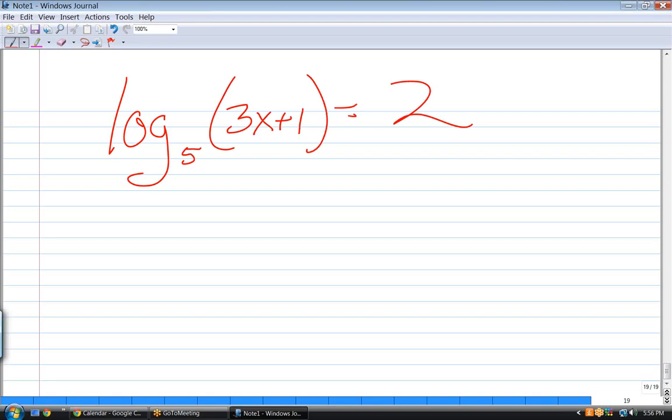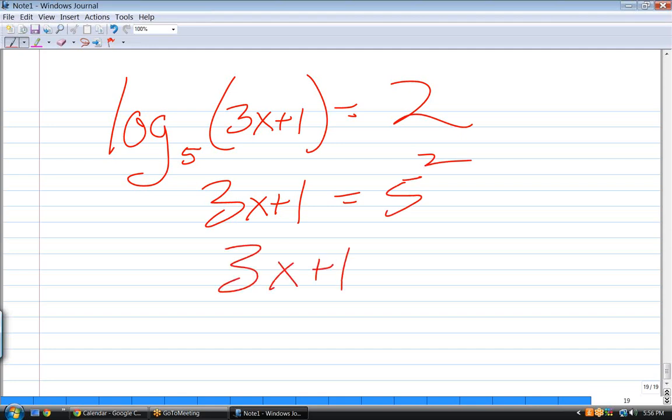So when you're solving a log equation, almost always you have to convert it to exponential format. That's the way to solve it. It would be 3x plus 1 equals 5 to the second power. Should just be 25. Or x equals 8. Good.